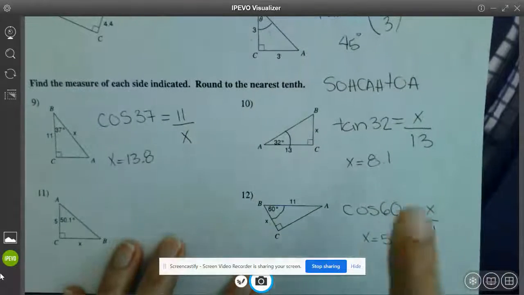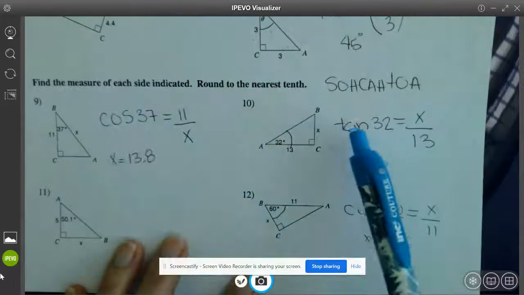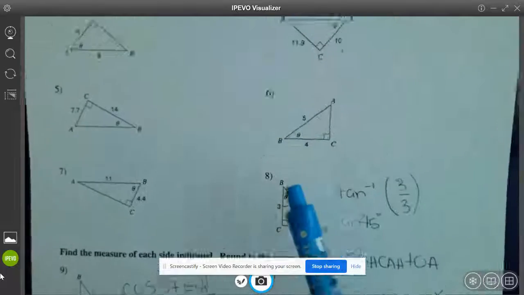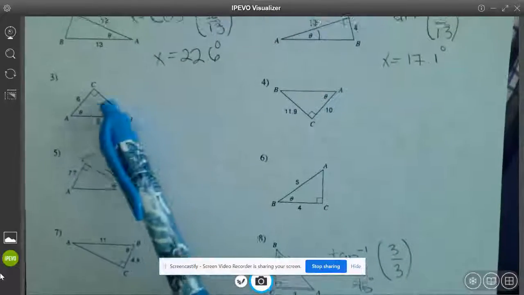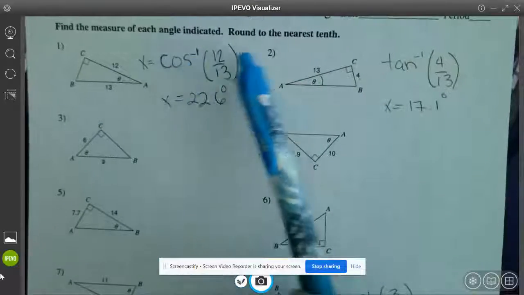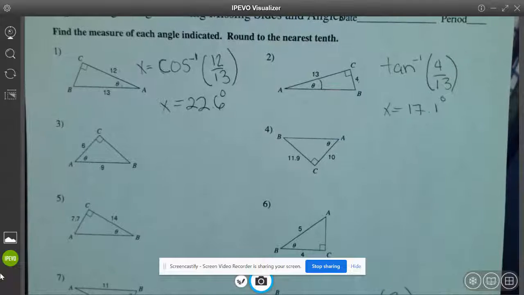And that's it. We did some finding the sides, using the regular functions, sine, cosine, and tangent. And here we found angles, where you have two numbers on the sides, so you're looking for the angles, and you're using the inverse functions of sine, cosine, and tangent. All right, I hope this helps.